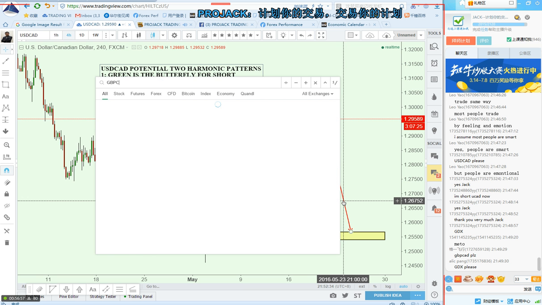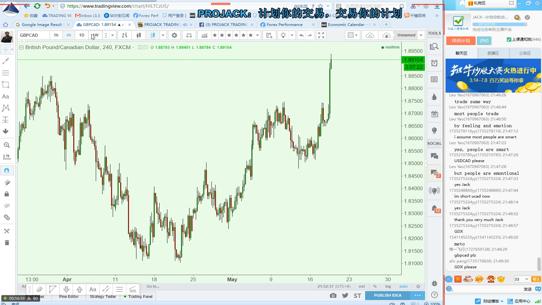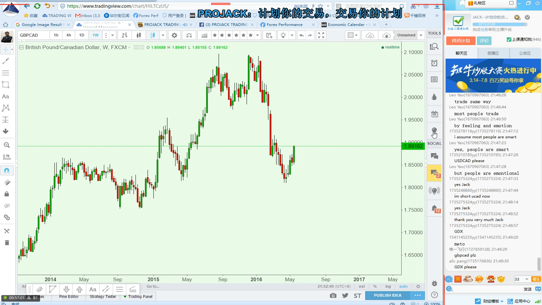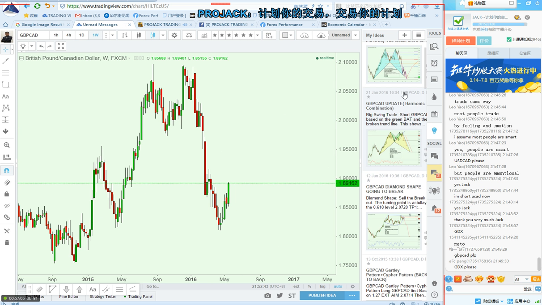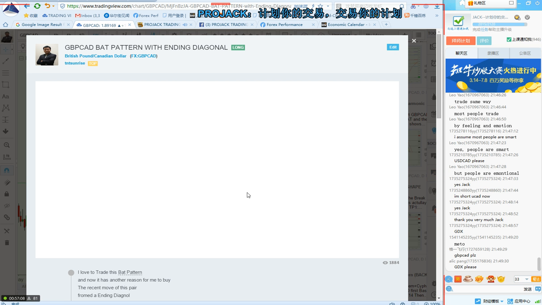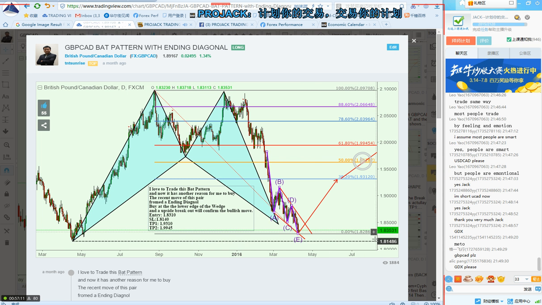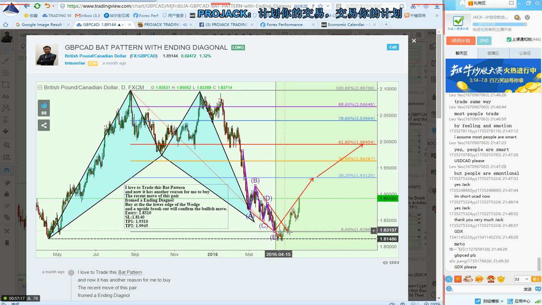Okay, Sterling CAD. For Sterling CAD, there's a weekly bat pattern, which I posted here. Guys, do you see that? The entry level is around 1.8353. It came to test the previous low, but it actually did not close below. So this support is still here, and Sterling CAD has already moved up almost 700 pips. I'm thinking it will go to 1.93, something about here.